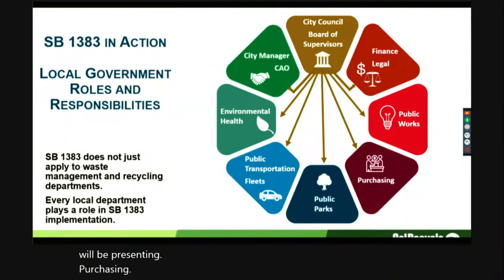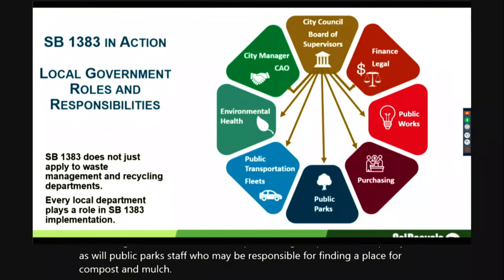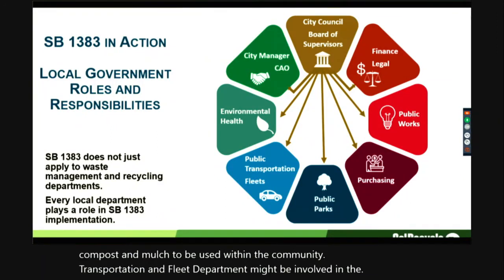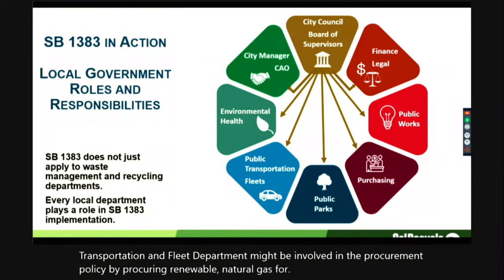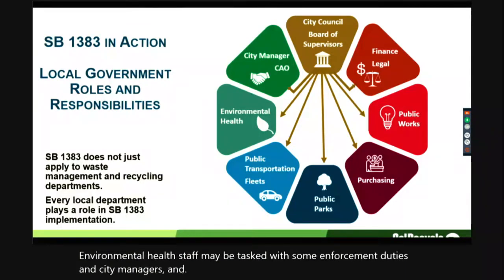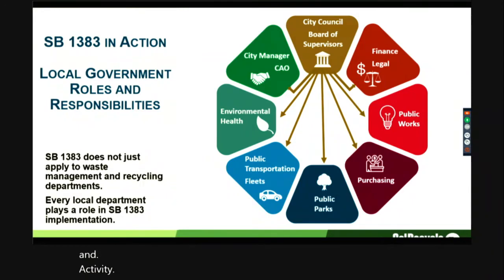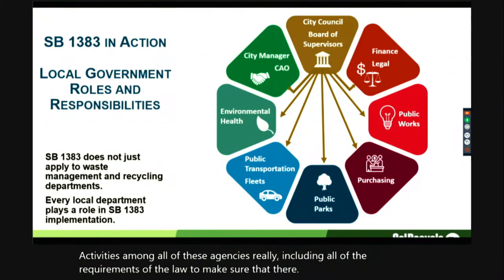Purchasing staff will be central to implementing the procurement policy, as will public park staff, who may be responsible for finding a place for compost and mulch to be used within the community. Transportation and fleet departments might be involved in the procurement policy by procuring renewable natural gas for jurisdiction-owned vehicles. Environmental health staff may be tasked with some enforcement duties, and city managers and county administrative officers or county executive officers are going to be involved in coordinating the planning and activities among all of these agencies, really including all of the requirements of the law to make sure that they're fully implemented in each community.